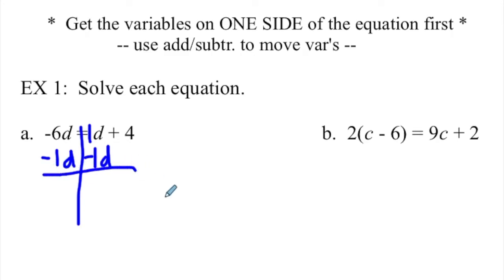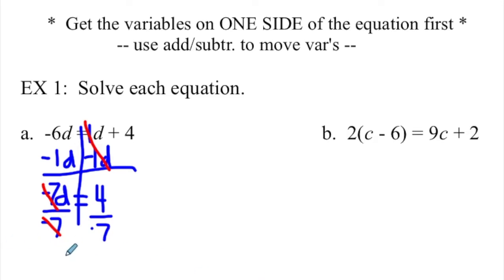When I do that, these D's here are going to cancel out. Negative 6 minus 1 is going to give me negative 7. So I have negative 7D, and that's going to be equal to positive 4. And then I just need to try to get D by itself. So to do that, I am going to divide by negative 7 over here and divide by negative 7 over here, which means that I end up canceling out these negative 7's on the left-hand side, so D is left by itself.